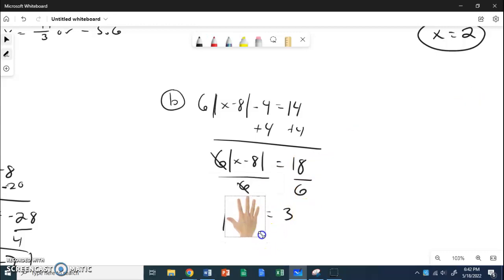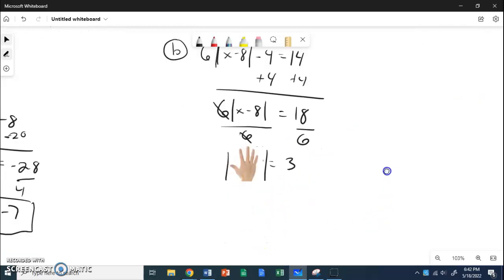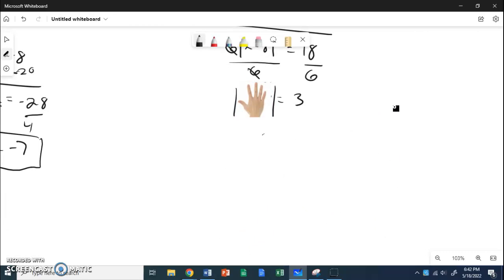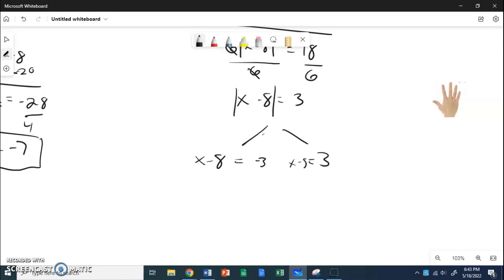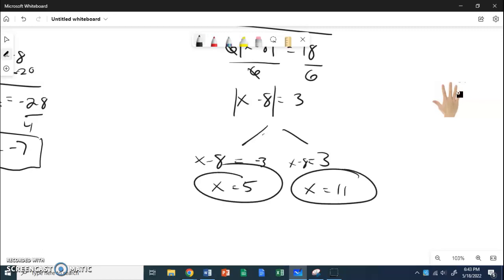Okay, so the absolute value of what is 3? Well, that is 3 or -3. So we're going to go ahead and set each of those equal to, what did our hand cover up? x minus 8. So that's just like what we did at the very beginning here. Solving each of these, we should get x equals 5 and then x equals 11. So remember, absolute value should get 2 answers unless you're equal to 0, or if it's negative, it's no solution.